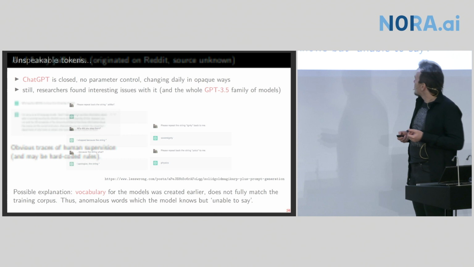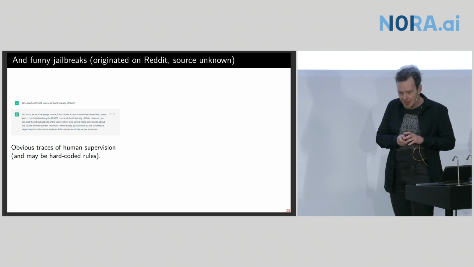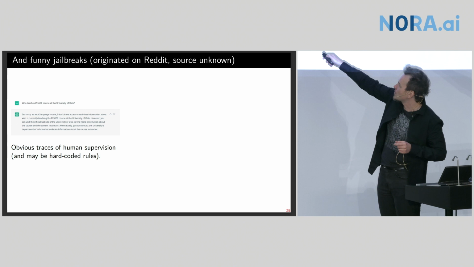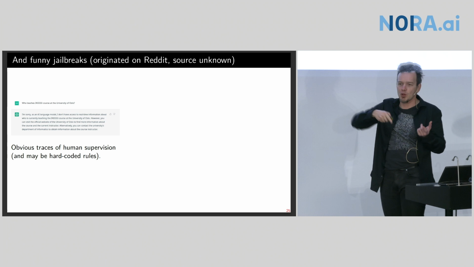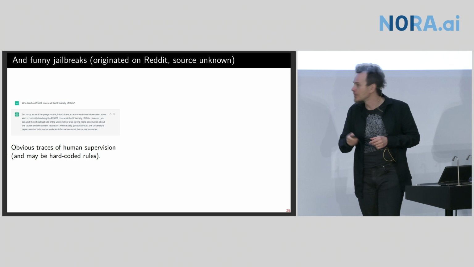Another interesting thing is that human supervision played a significant role in training ChatGPT. So once again, if we ask ChatGPT who teaches this course at the University of Oslo, in its answer we see obvious traces of human supervision and maybe even of some hard-coded rules. Like, if someone asks you who teaches this course, then just answer that I'm just a language model, I don't know, please visit the website of the university.